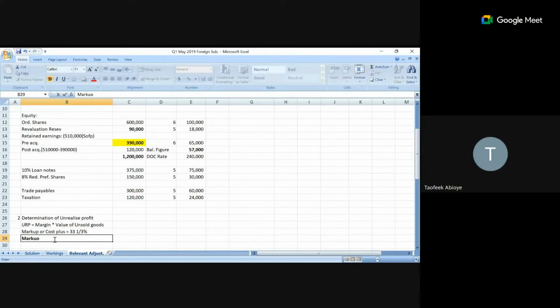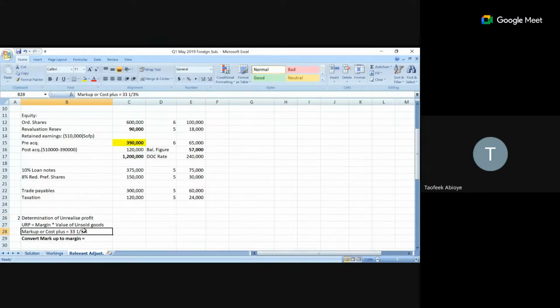At all times, please, when the examiner gives you markup, you convert to margin. We convert markup to margin. And converting markup to margin is very, very straightforward. It's not a big deal. It's a very simple thing.